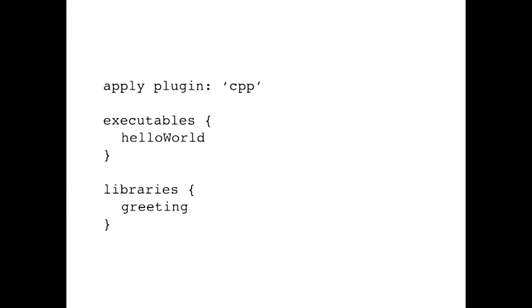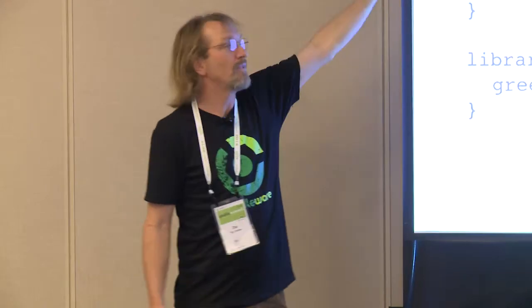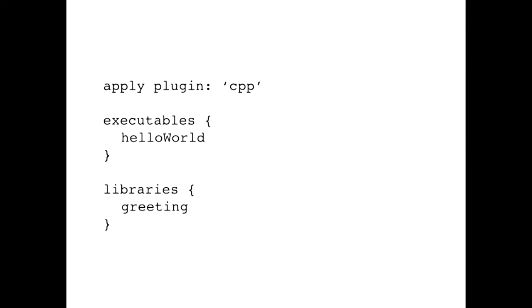So we thought, actually, let's make it explicit. Let's say, what do I want to build? So this is how you define what you're trying to build in the native space. Applying the C++ plugin is basically adding some capabilities to build. It's not saying what you're trying to build, it's saying what capabilities are available in this build script. You then have an executables container. Part of the plugin adds the container, but what I'm doing here is specifying that I'm building a hello world executable. So this is explicit. We're saying that's what we're trying to build. We're also trying to build a greeting library, a native library in this case.